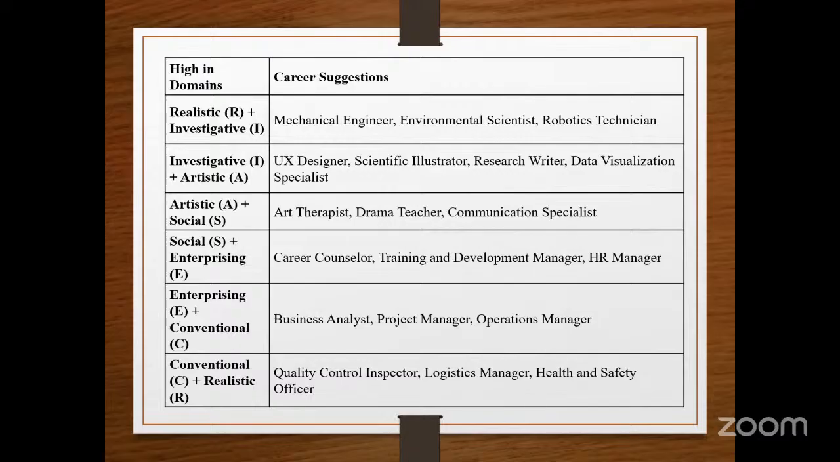If you are good in artistic and social, you can become art therapist, drama teacher, communication specialist. These are the fields you can choose when you are high in artistic as well as social. Okay, and if you are high in enterprising and social, you can follow career counselor, training and development manager, and HR manager. If you are good in enterprising and conventional, then you can choose project manager and operations manager. And if you are good in conventional and realistic, you can pursue quality control inspector, logistics manager, health and safety officer.